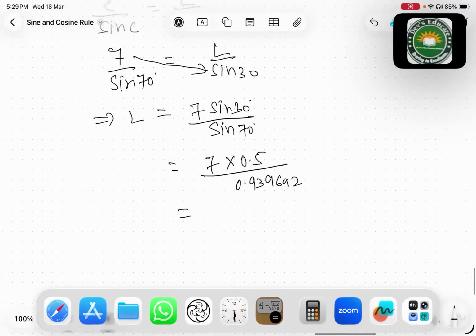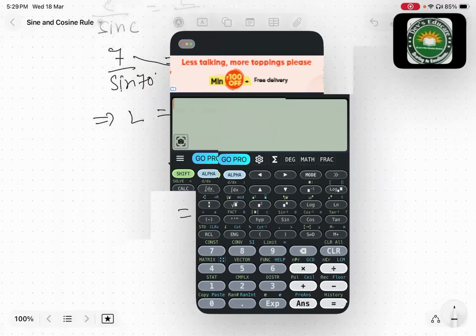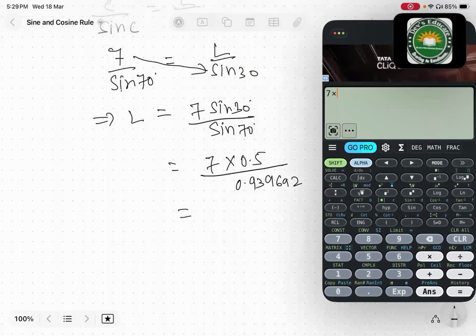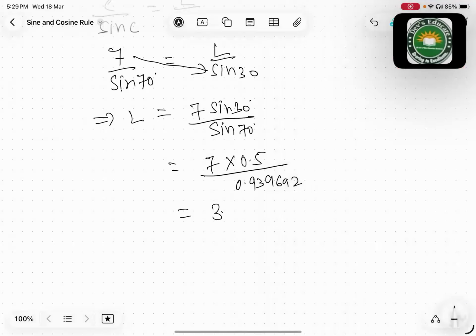Now, even a normal calculator can be used. So we have 7 into 0.5, that comes to 3.5, and divided by 0.939692. That comes to 3.724. So we have to take two decimal places. So we will just take 3.72 meter. This will be the length of the pole.